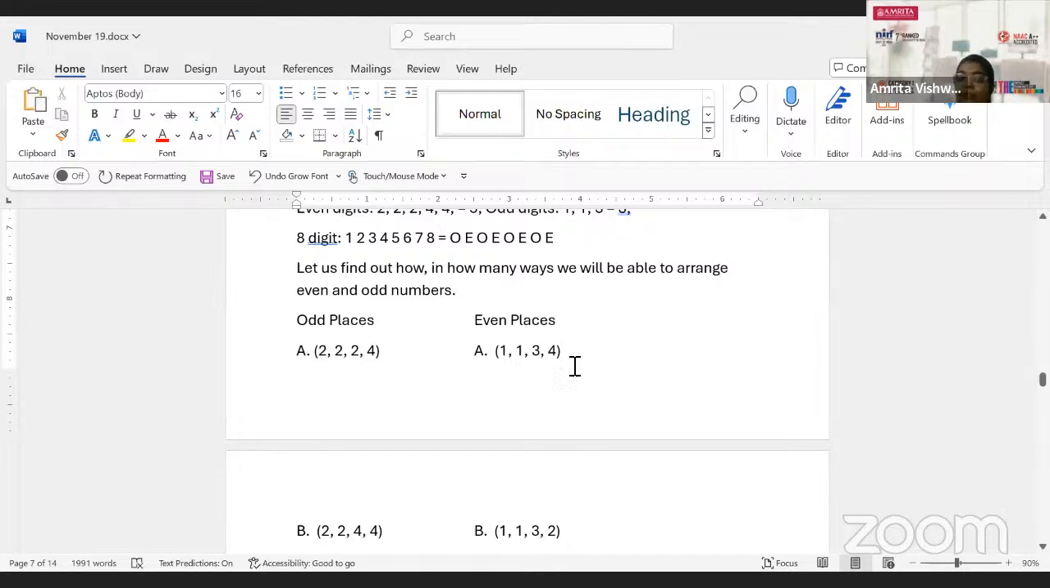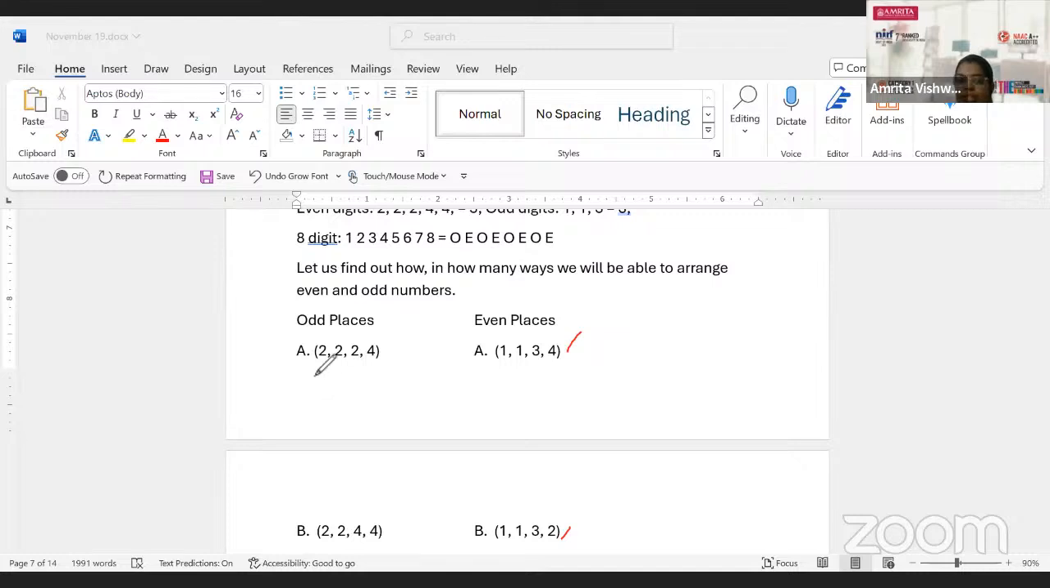So even places you can fill with odd: 1, 1, 3. The 2 combinations that you will be able to fill here are either with a 4 or a 2. Because there are 4 even places, you will be able to fill the even places with odd. Because if you fill it the other way, you'll not be able to fill the odd places.